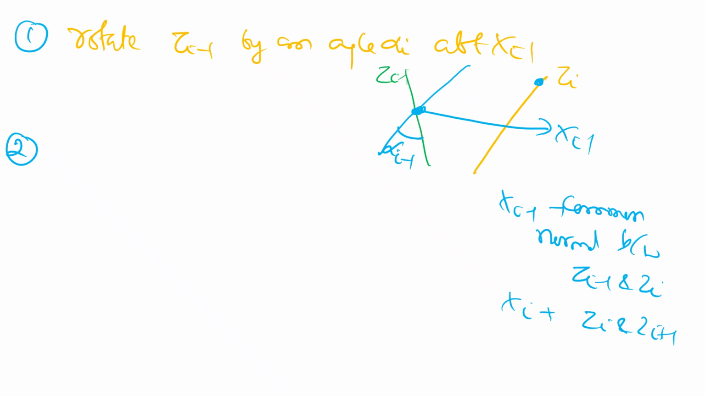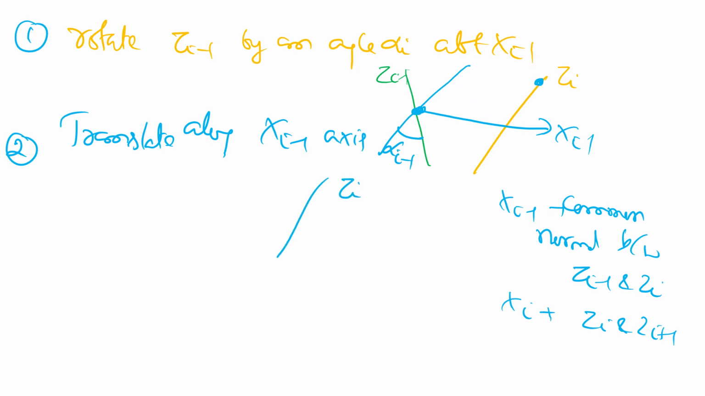Okay. So next point is translate. Translate along what? This is xi minus 1. So translate along xi minus 1 axis. Okay. So what we did? So this is my zi. Okay. So now you have merged with this. Okay, merged. So this is my xi minus 1. Now you have moved. So this distance is ai minus 1. Okay. So translate along xi minus 1 by ai minus 1. So you have to travel along this ai minus 1 translation.